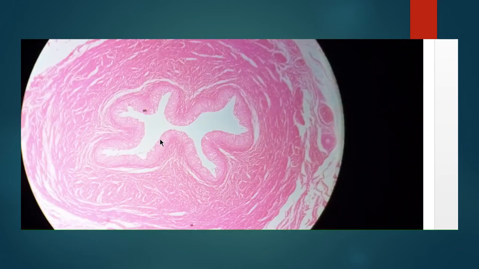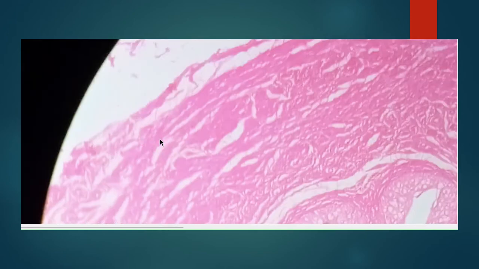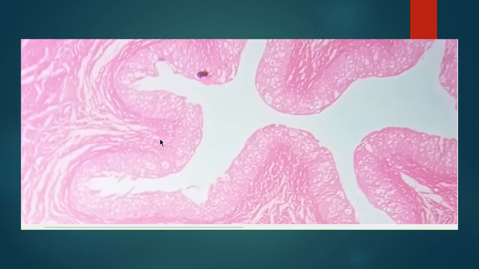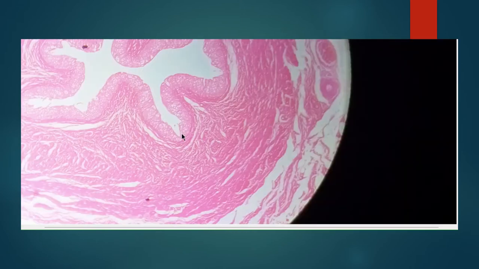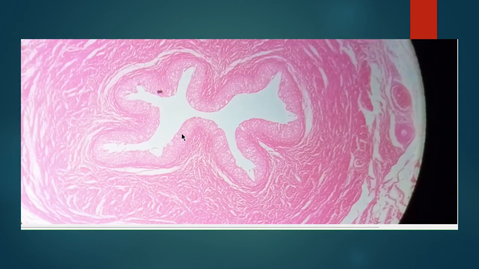Ureter, how to identify the ureter? This is the beautiful picture of the ureter. Try to identify the star-shaped lumen. You can see the star-shaped lumen, and towards the lumen you can identify it is lined by transitional epithelium. We can see the dome-shaped cells over above. These are dome-shaped cells. So the presence of transitional epithelium or urothelium and a star-shaped lumen.